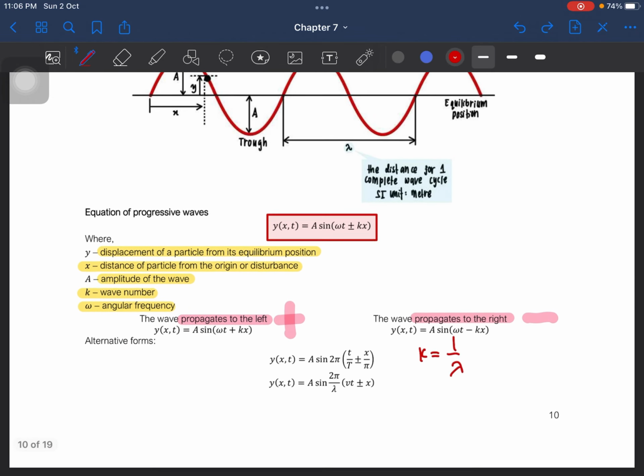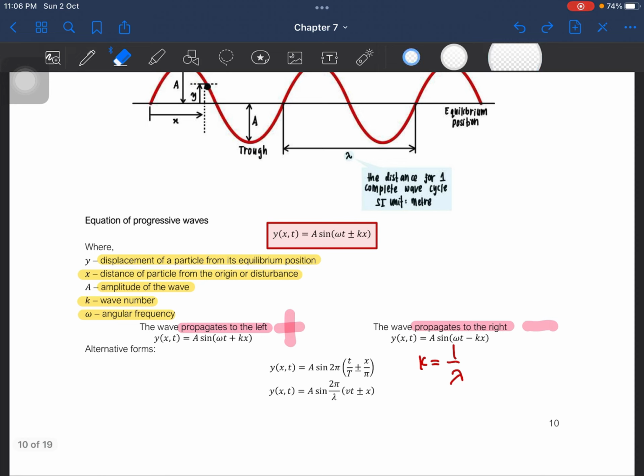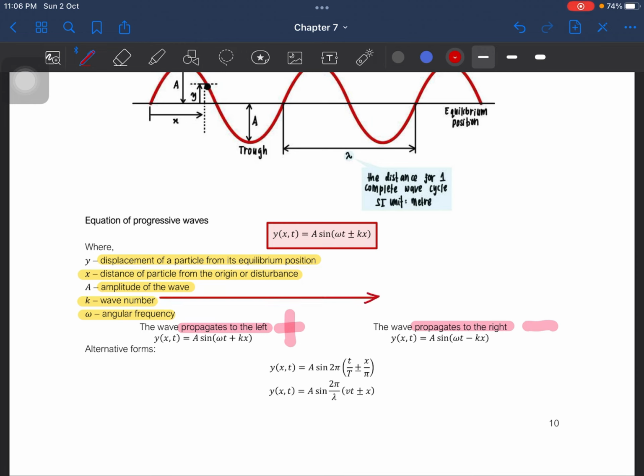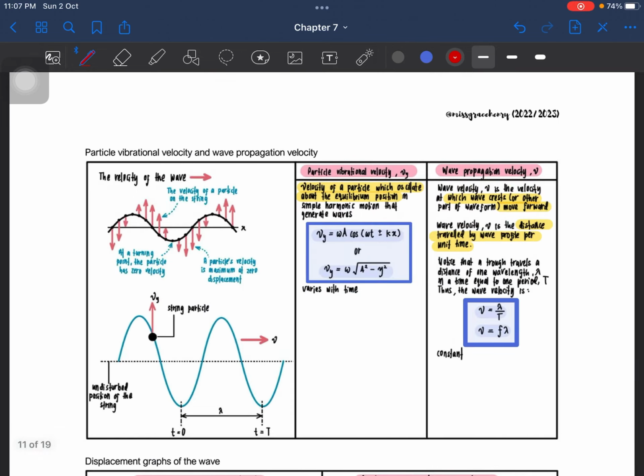K equal to 1 konon. Salah ba? K is equal to 2 pi over lambda lah. I'll add here lah nanti. Tidak tahu kenapa saya tidak tambah tu. So K is equal to 2 pi over lambda lah. Itu dia punya formula untuk wave number.